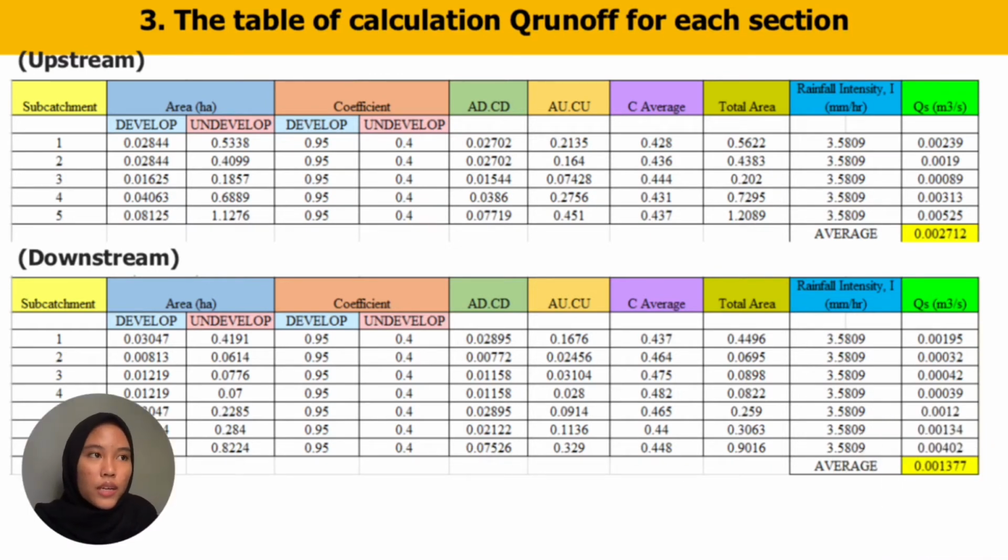For upstream, the average of the 5 subcatchments, we get 0.002712. And for the downstream, the average flow rate of the 7 subcatchments, we get 0.001377 meter cube per second. And lastly, the total average of the 12 subcatchments we get 0.00193 meter cube per second.